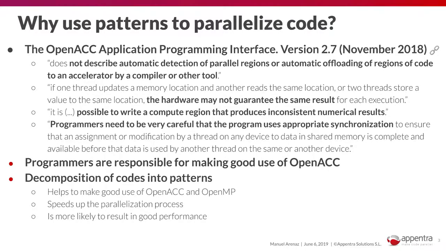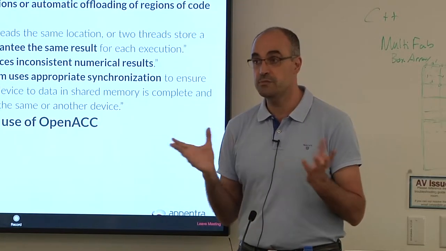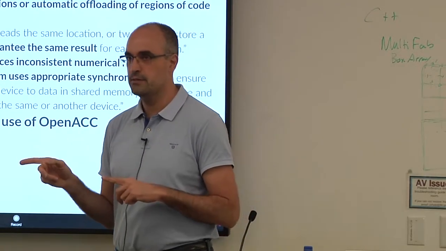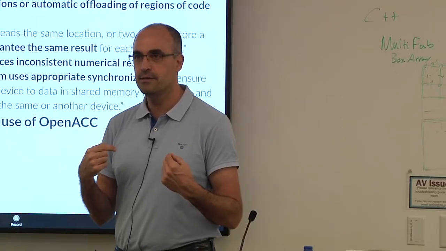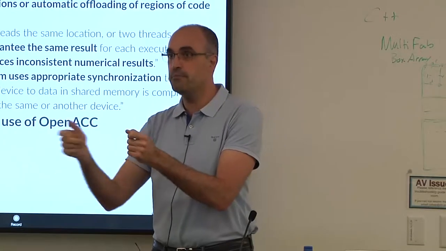So first I would like to begin with thinking about what OpenMP and OpenACC really do for us. This is text extracted from the specification of OpenACC, and I really like to highlight this part. More or less everything is a consequence of this. Programmers need to be very careful that the program uses appropriate synchronization. What this means is that in practice, OpenMP and OpenACC don't guarantee that the code is correct. It is us as programmers that have to guarantee that the pragmas and clauses that we add to the code will behave correctly in parallel.